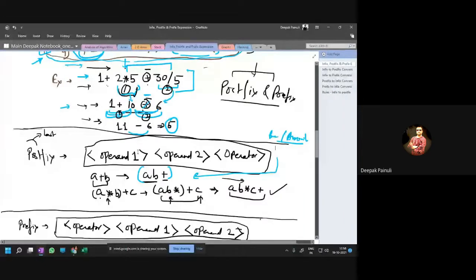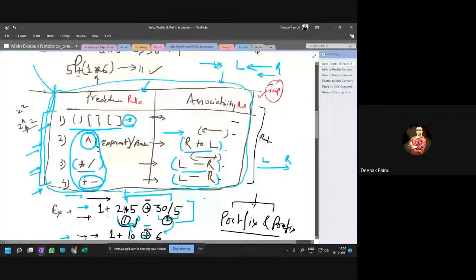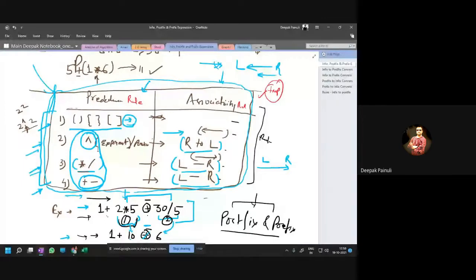You will convert infix to postfix or prefix, and only then supply those expressions to the computer. The computer will read those expressions and calculate the result accordingly. So it will not bother about precedence rules and associativity rules. That's why it is efficient. Postfix and prefix are the efficient way of evaluating any expression in computers. That's why computers use postfix and prefix, not infix, because with infix every time you need to use precedence and associativity rules.